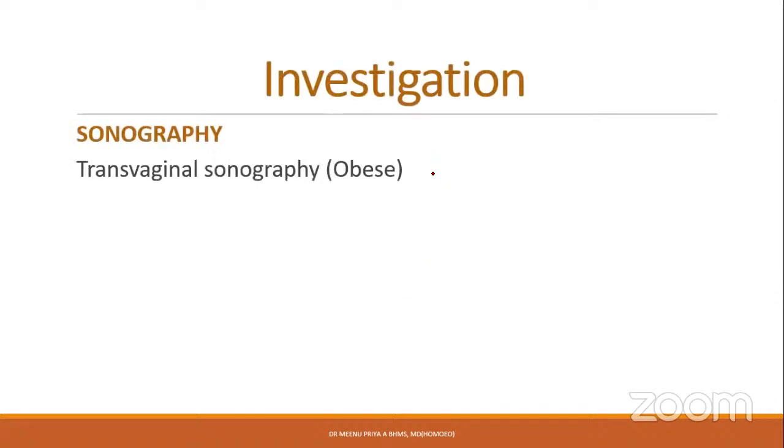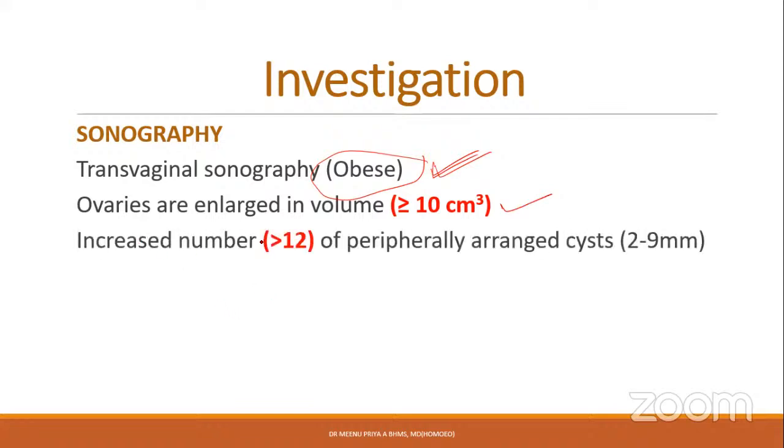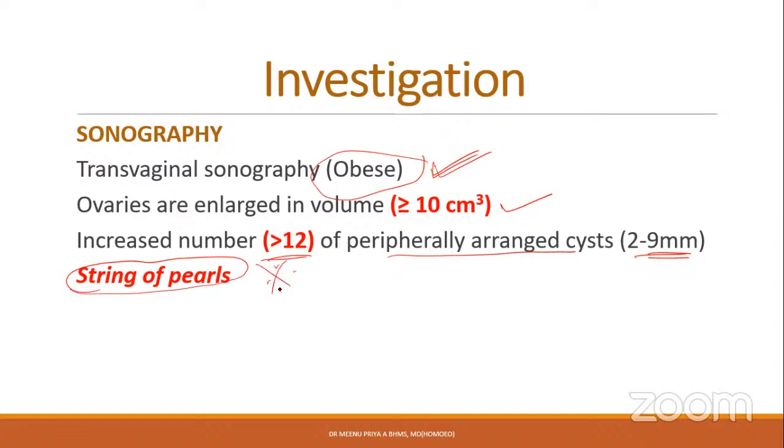Investigation: sonography. Transvaginal sonography is done in obese patients. Abdominal sonography will not show a clear picture in obese patients. So in TVS, what is seen? Ovaries are enlarged in volume, more than 10 cubic centimeters, and more than 12 peripherally arranged cysts, which are 2 to 9 mm. Always remember the measurements. And string of pearls. This is important. It is seen like a string of pearls. Laparoscopy: bilateral polycystic ovaries are seen.